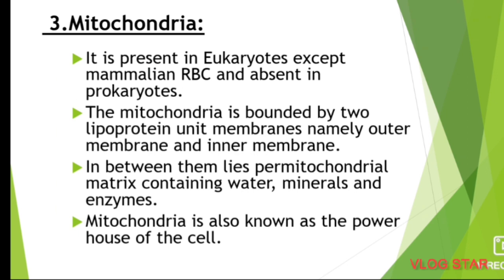Mitochondria. Mitochondria are present in eukaryotes except mammalian RBC, and they are absent in prokaryotes. The mitochondria is bounded by two lipoprotein unit membranes, namely the outer membrane and inner membrane. In between these two layers lies the perimitochondrial matrix, and this matrix consists of water, minerals and enzymes.